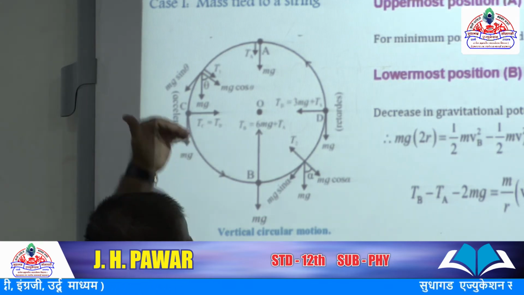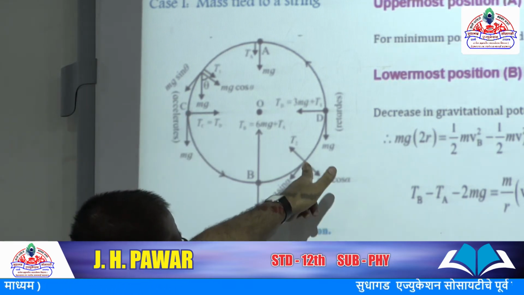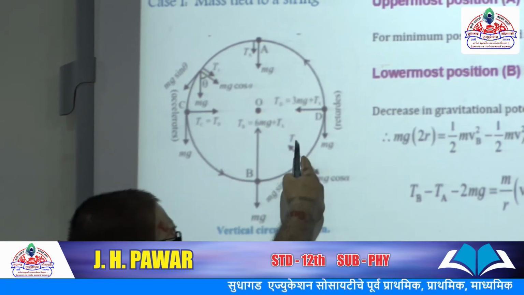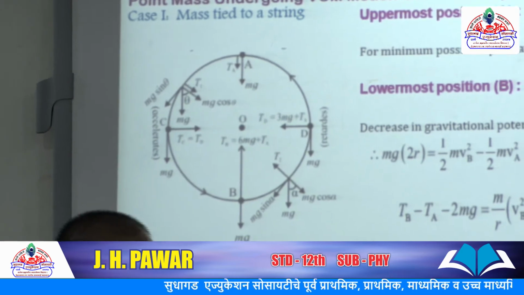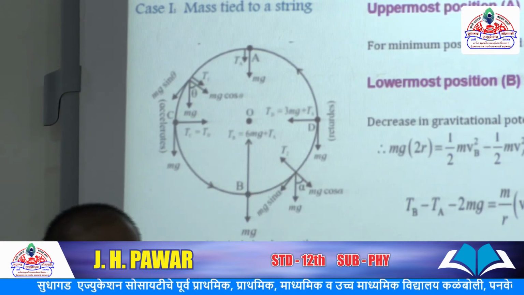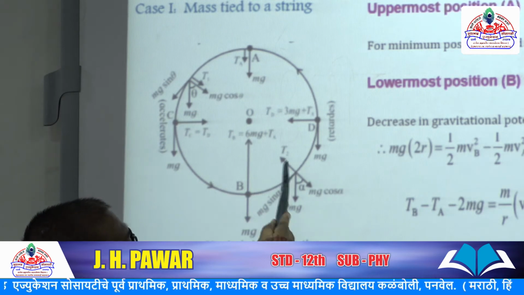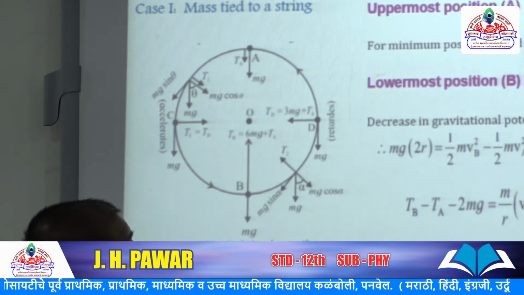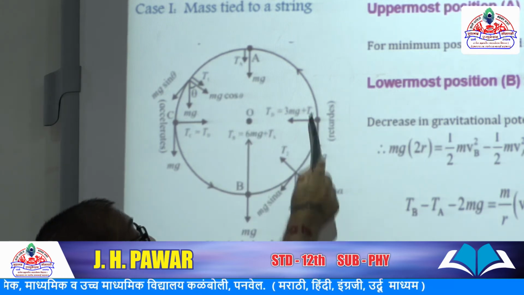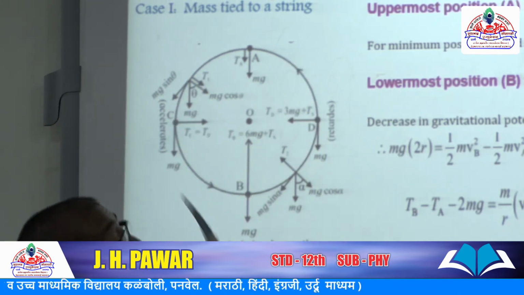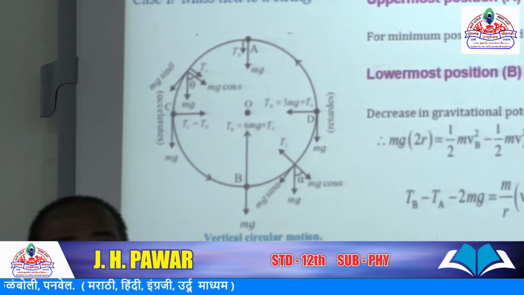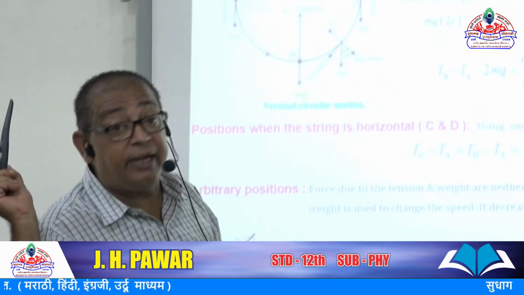But look at another position. Suppose we consider this position. What happens there? In this position, the weight is acting vertically downwards and tension is acting in this direction. Their directions are different. This means that except at the top and bottom, at any position, tension and weight are not acting on the same line.